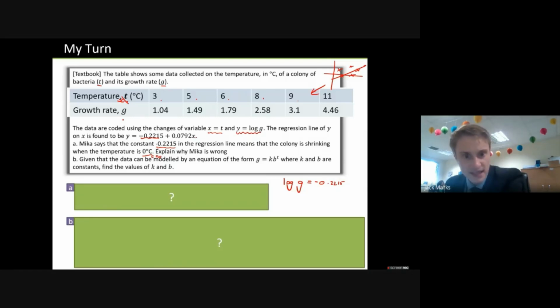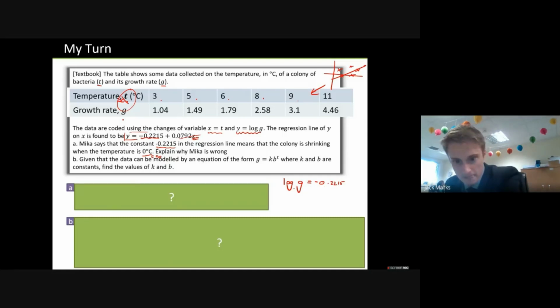X and t are the same thing. So if we change x to t, we could do that. And it says the temperature is 0. So in other words, that whole part there will disappear. So log g equals this. And this is just being careful and trying to connect the t and g stuff with this equation that's been given to me. They give me this equation, they're talking about this number, so it makes sense that I use it. Now, log g equals this.